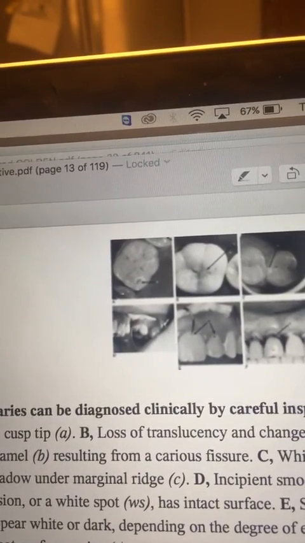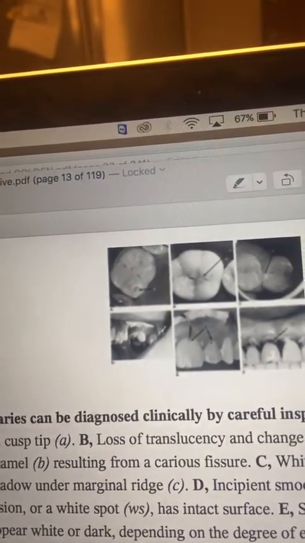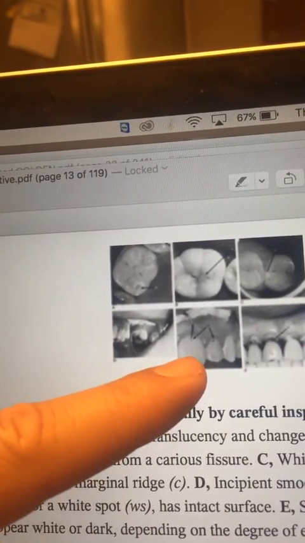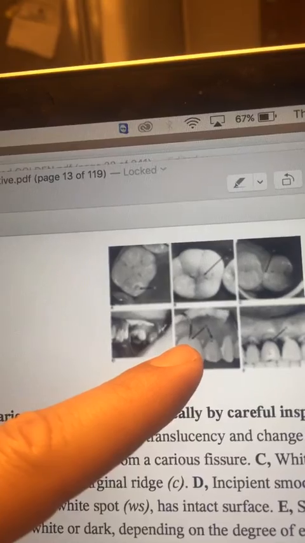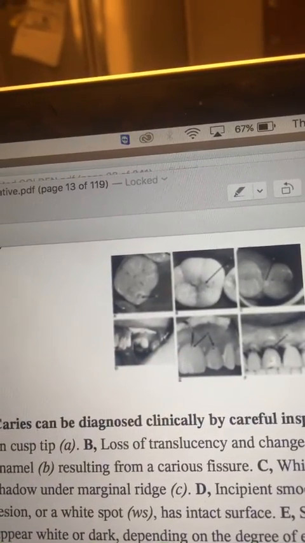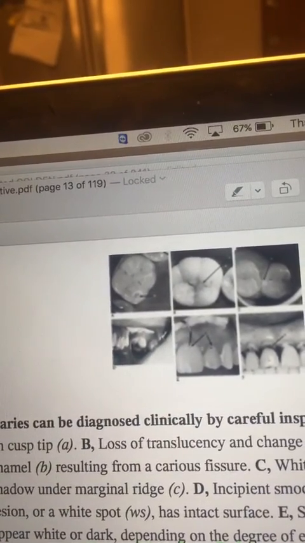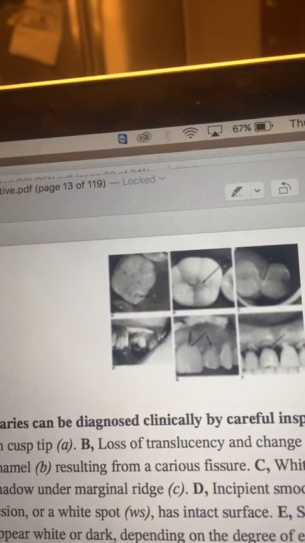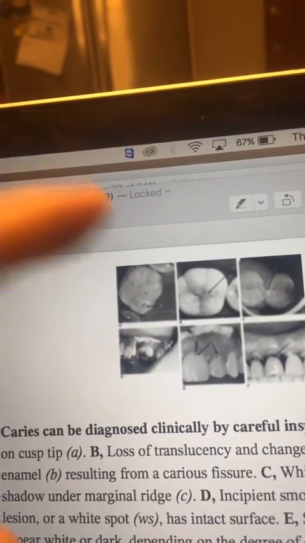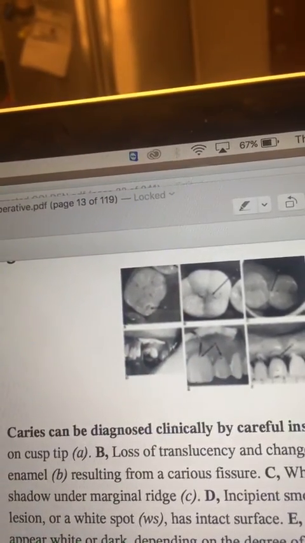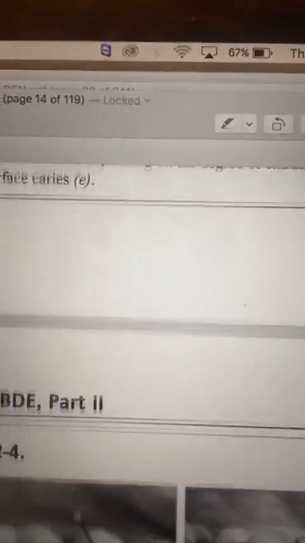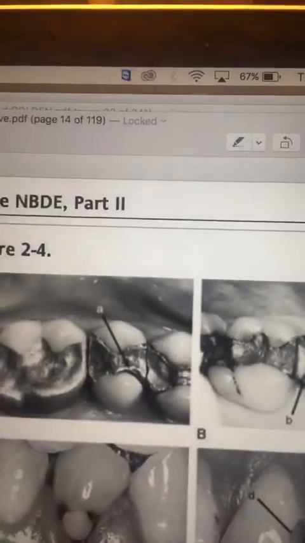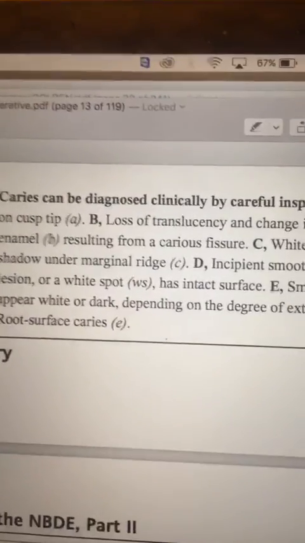An incipient smooth surface caries lesion, or a white spot, has an intact surface. And smooth surface caries can appear white or dark, depending on the degree of extrinsic staining. Okay, so again, caries pit.